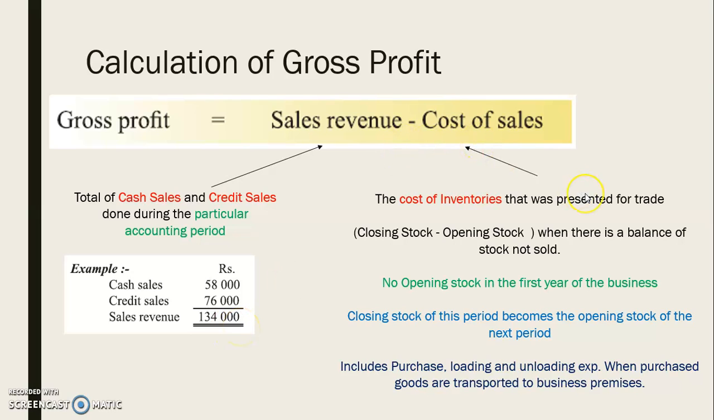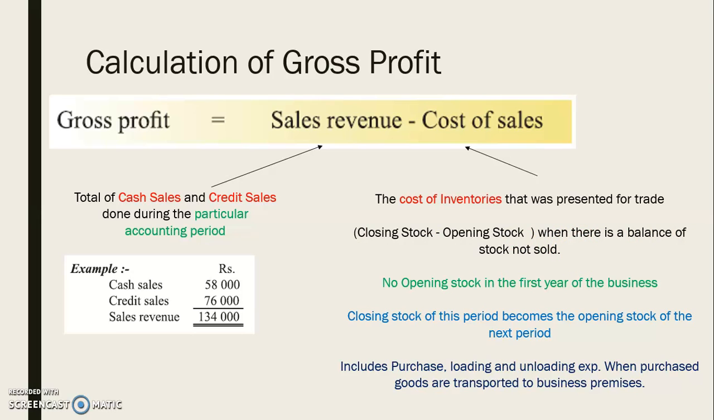Okay, so cost of sales is the cost of inventories that was presented for trade. The cost of inventories that was sold. When you are saying cost of sales, it is the cost of inventories for the goods that were sold. So these are some basic things that you all should remember.